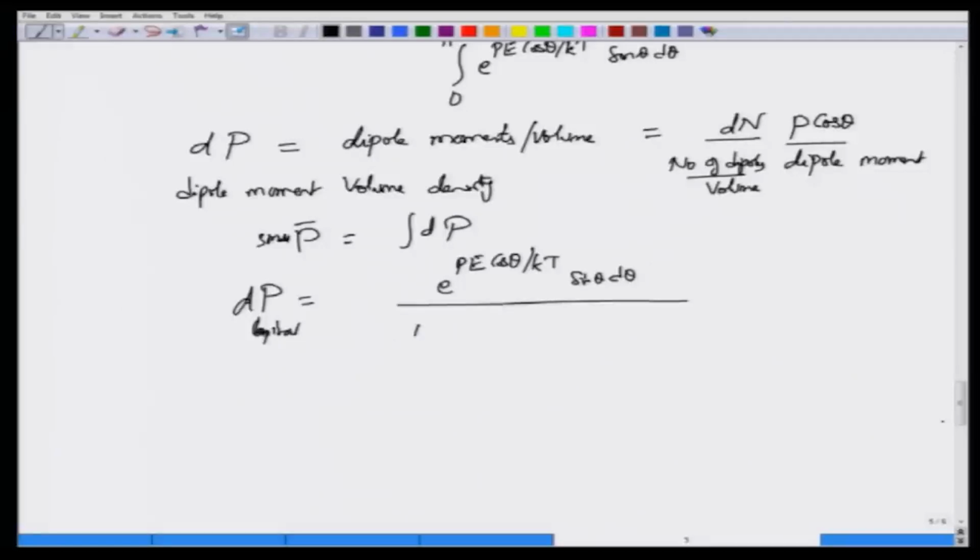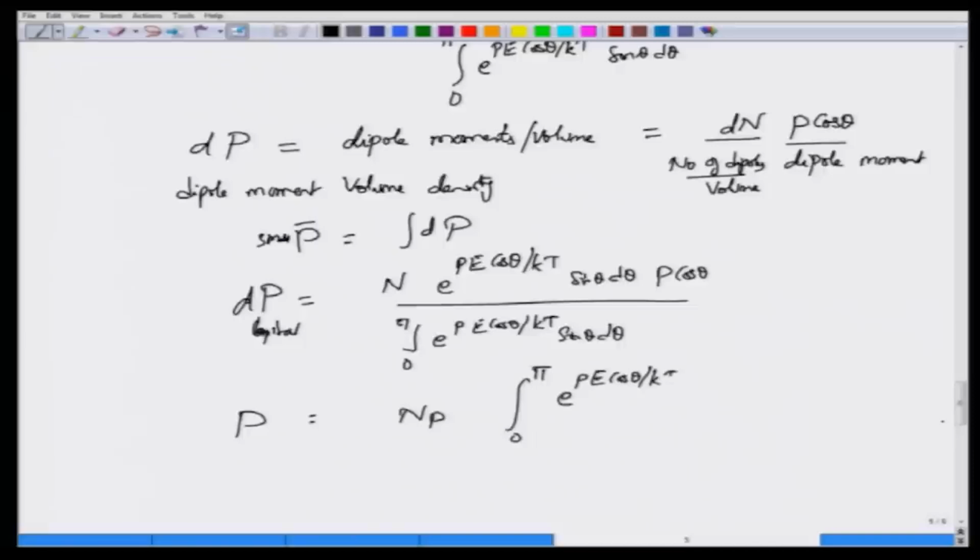So, constant A has been evaluated. A is n, integral 0 to pi, e to the power pE cos theta divided by kT, sin theta d theta, multiplied by p cos theta. To obtain the total polarization P, you need to integrate this over theta, right. So you are going to get n p integral from 0 to pi e to the power pE cos theta by kT sin theta cos theta d theta, divided by integral 0 to pi e to the power pE cos theta by kT sin theta d theta.